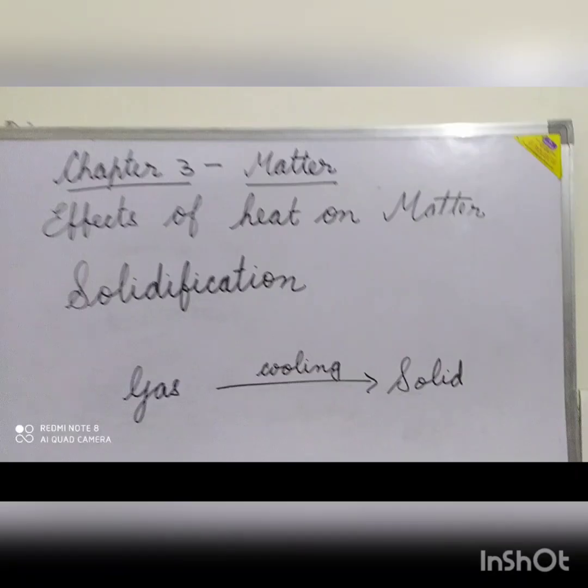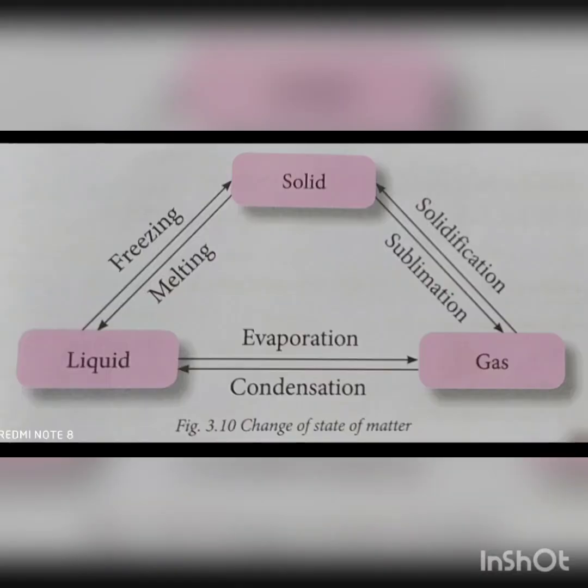Next change of state of matter is solidification. It is the process in which a gas directly changes to the solid state on cooling. For example, gaseous carbon dioxide directly solidifies into dry ice. So we can summarize all the changes of states by the following graphical representation.